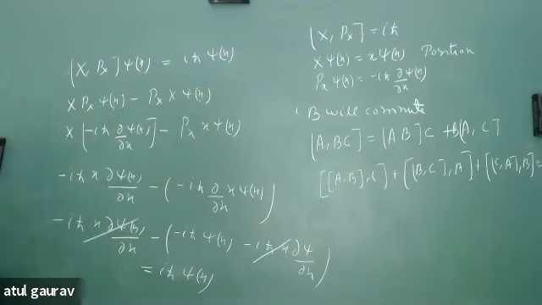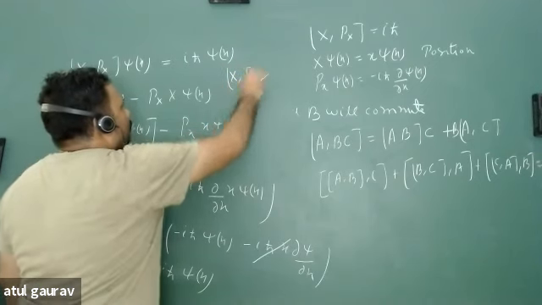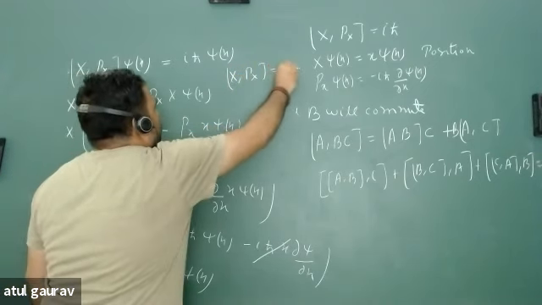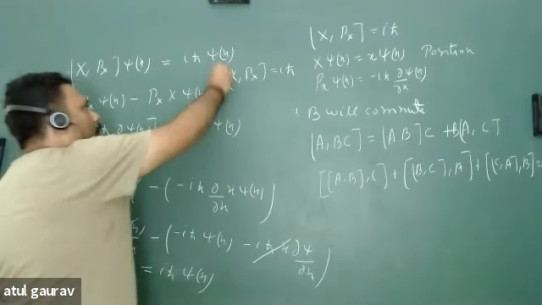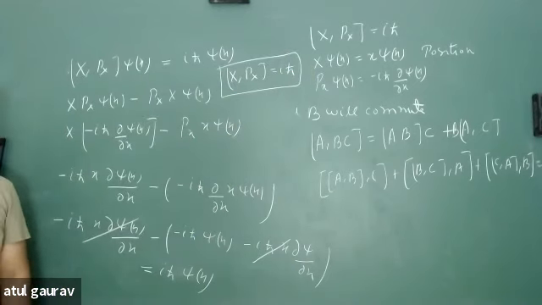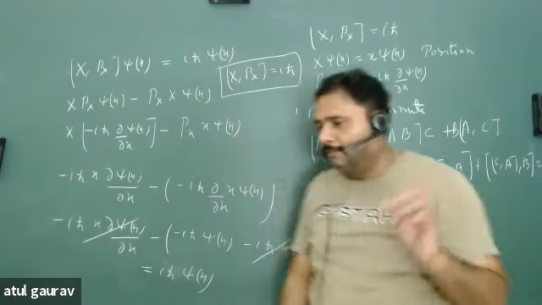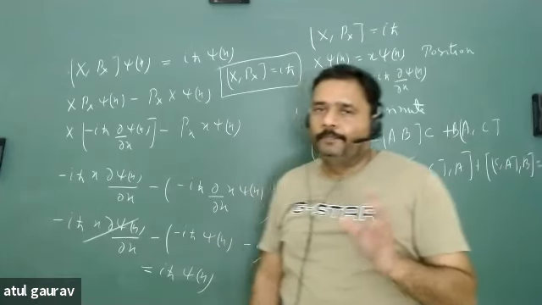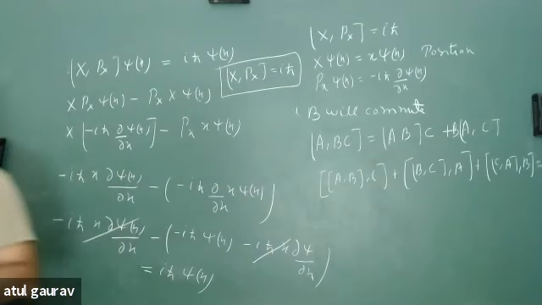So if you are equating the ψ(x) on both sides, then what you will get? You will get [x, p_x] is equal to iħ. So this is very interesting. This value is equal to iħ. And the same thing in classical mechanics, you remember what will be this value? 1. Exactly. So here, this is equivalent to iħ. So this is very interesting.